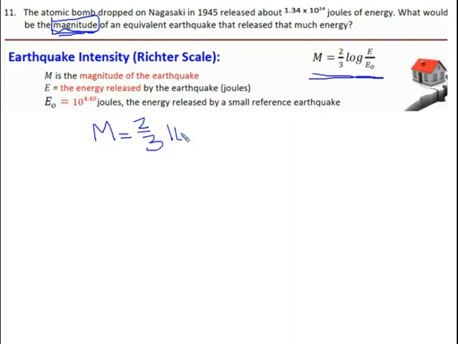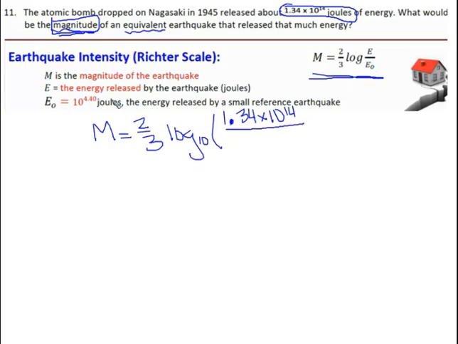So we need 2/3 times the log. It doesn't really give us a base, so we can assume the base is 10. You can write that in there if you want to. And we've got to fill in these two missing pieces. Now they tell us E is the energy released by the earthquake, or in this case the bomb, which would be 1.34 joules of energy. Now we're trying to figure out what an equivalent earthquake would be. So if the bomb had this much energy, the equivalent earthquake would have that much energy as well. So we can write 1.34 times 10 to the 14th.